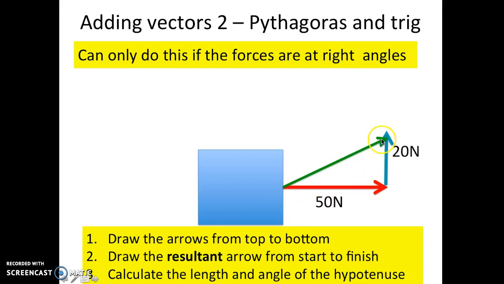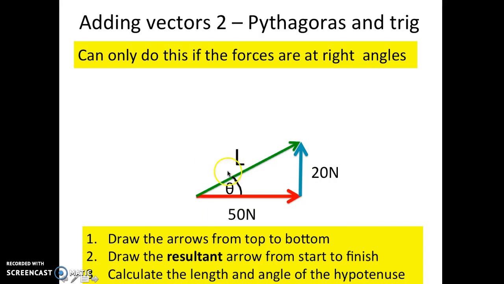And whilst I could measure the length and the angle, if I haven't bothered to draw a scale diagram, I can still work it out using Pythagoras and trig. So hopefully you will remember that the length of the hypotenuse squared is equal to the sum of the squares of the other two sides. It's this: L squared equals 50 squared plus 20 squared. So in other words, L itself will be the square root of 50 squared plus 20 squared.